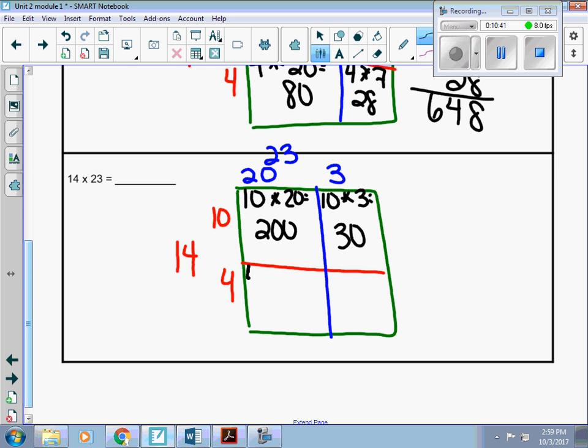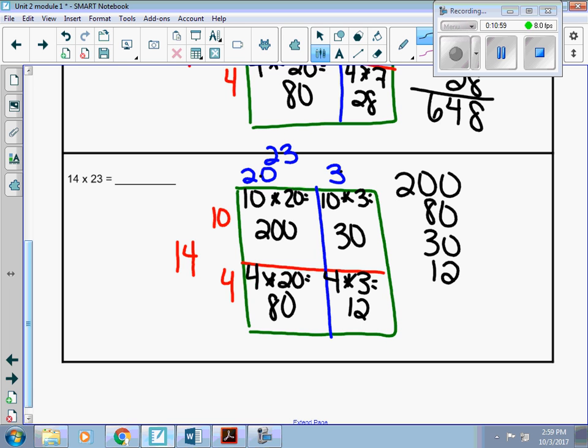My bottom row has 4s. And on top of the first one is 20, so 4 times 20 is 80. And the second one has that 3 on top, so 4 times 3 is 12. And then I add up my pieces. 200, 80, 30, and 12. So that's our double digit practice with area models.